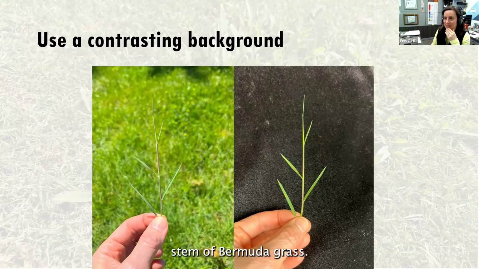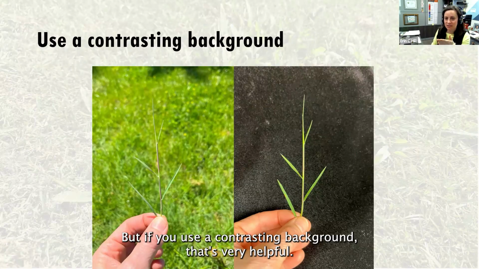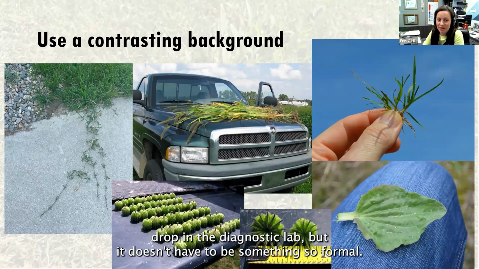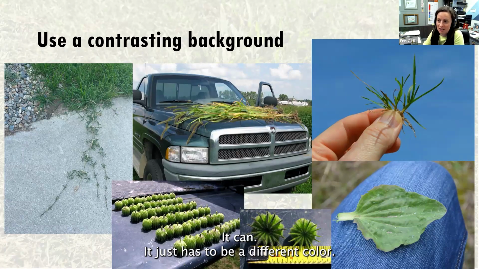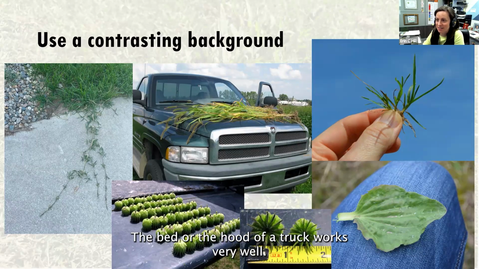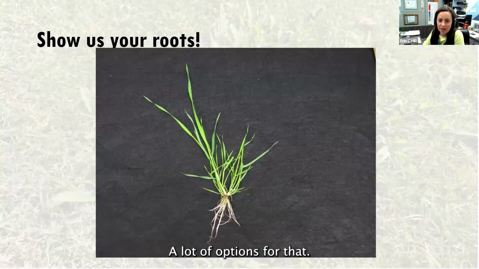This is the same stem of Bermuda grass, and you see if I have it held up over the turf, you can't really see a whole lot, but if you use a contrasting background, that's very helpful. And it doesn't have to be like that's our black photo drop in the diagnostic lab, but it doesn't have to be something so formal. It just has to be a different color. So the sky works really well. Your pant leg works pretty well. The bed or the hood of a truck works very well. A lot of options for that.